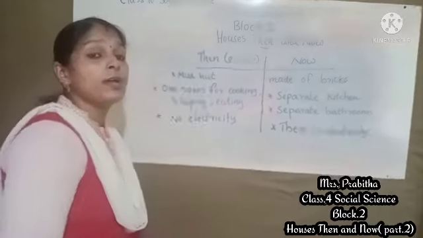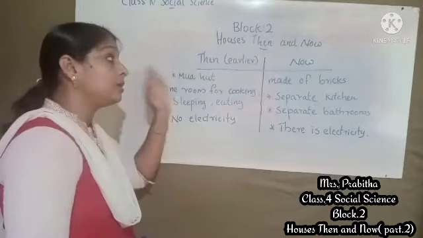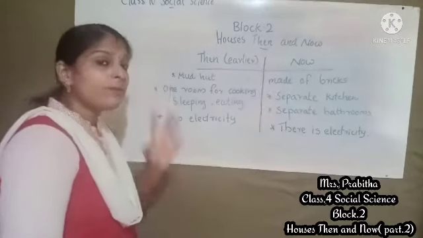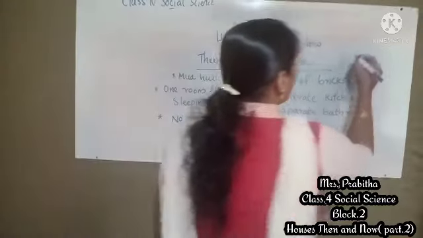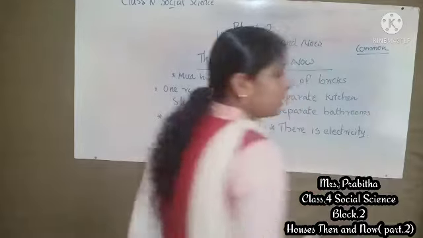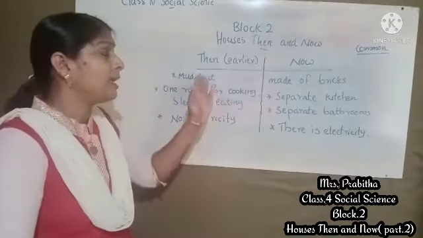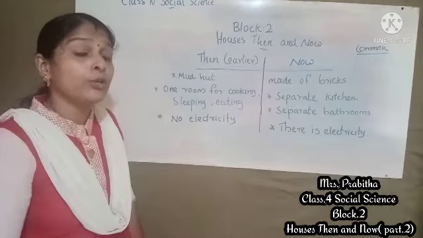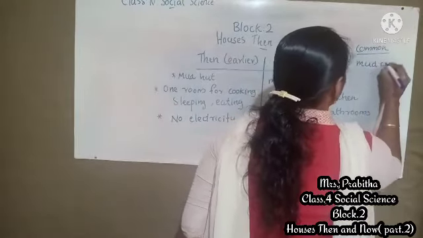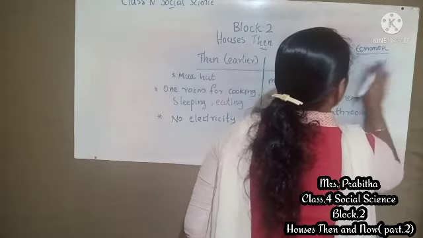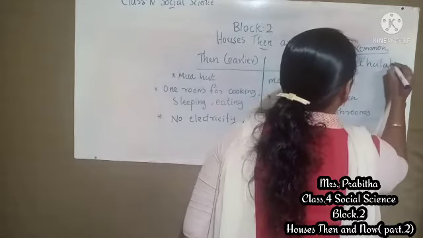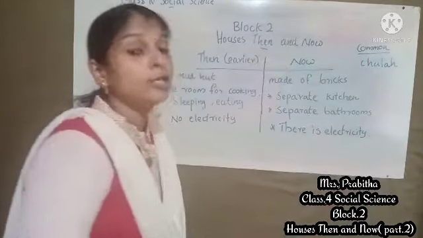This house of Ram Swaroop, how it changed from earlier, then and now, we found out. Many differences we find. From this we can find some common things from the story. Can you say, children, what are the common things? Now also they are following, then and now, yes, chulas. They are using mud chulas, mud stoves. That's why we can find the common thing. Now also they are using chulas.